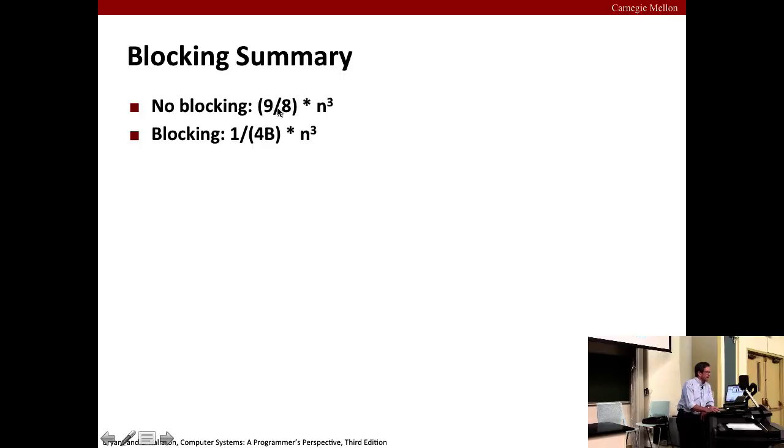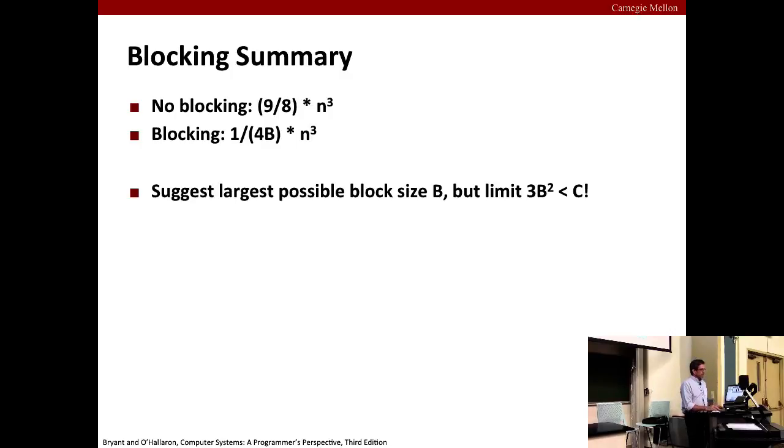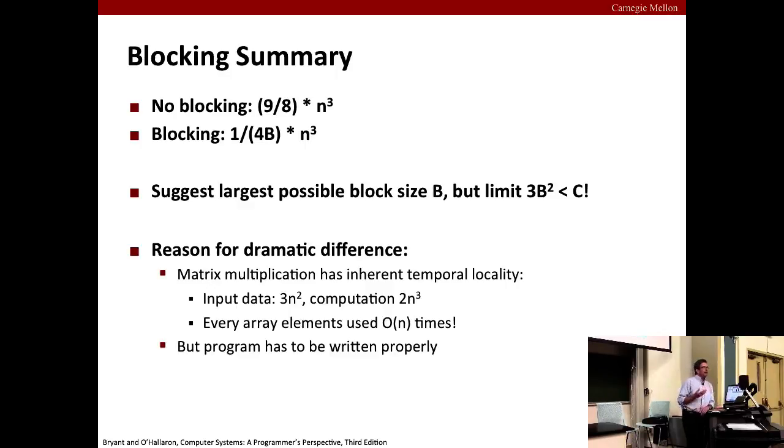So for no blocking, it's 9 over 8. For blocking, it's 1 over 4b, where now we can just drive that down by increasing the block size. So this gives us some control. But we can't make the blocks too big because we need to fit 3 blocks in cache at any one point in time. This is a dramatic difference, and the reason for it is that by doing the blocking, once we load a block into memory, we're reusing its items over and over again. So we're exploiting more temporal locality.